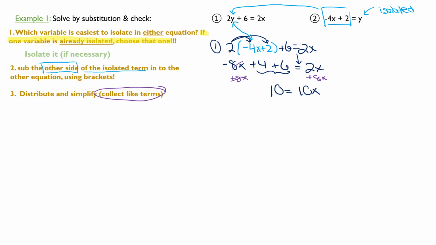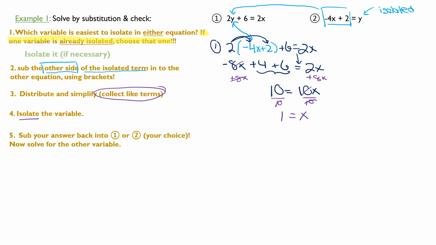Now I have to isolate x. I'm going to divide both sides by 10. This is step 4. Isolate the variable. 10 divided by 10. In both cases, we get 1 equals x. Now what do I do with that? 1 equals x. So I take this answer, 1 equals x, and I sub it back into equation 1 or equation 2. It's my choice. And then solve for the other variable.